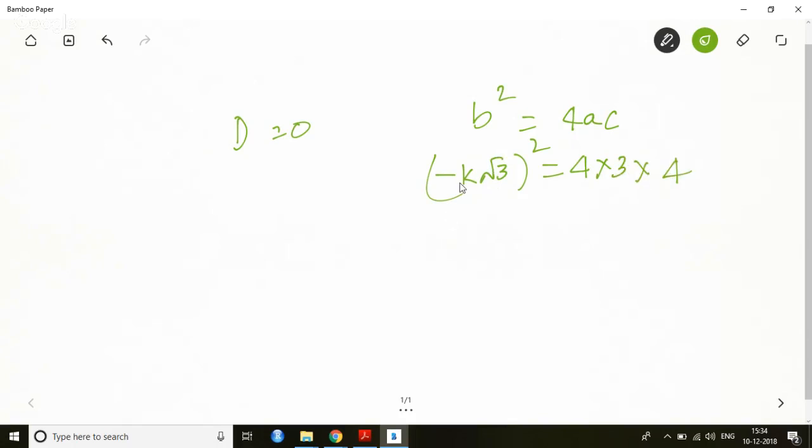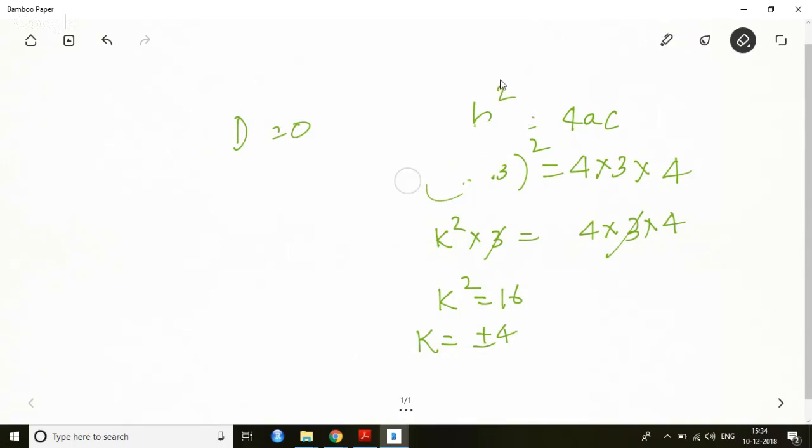If I take the square of it, it becomes k square into 3, and that becomes 4 into 3 into 4. This 3 is gone. k square is equal to 16. k can be equal to plus minus 4.